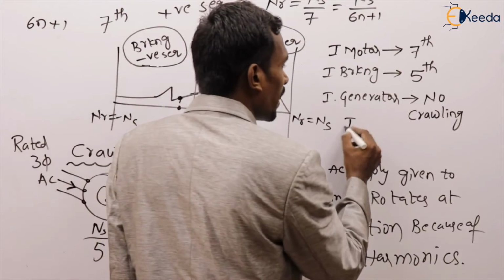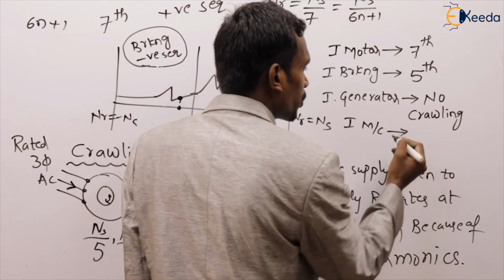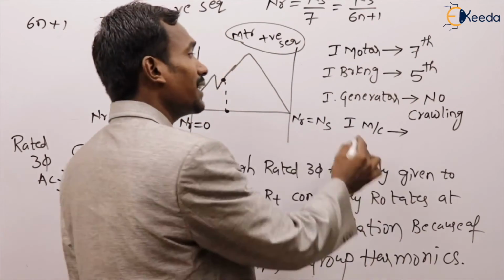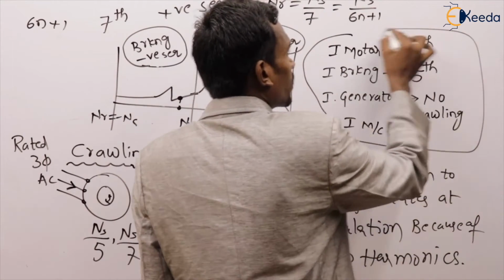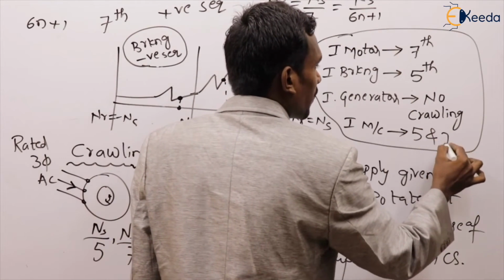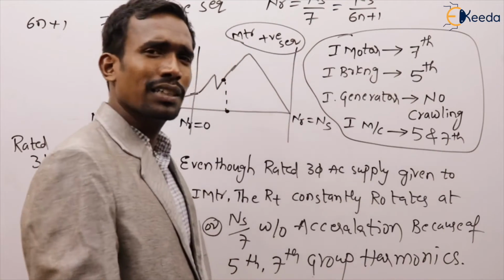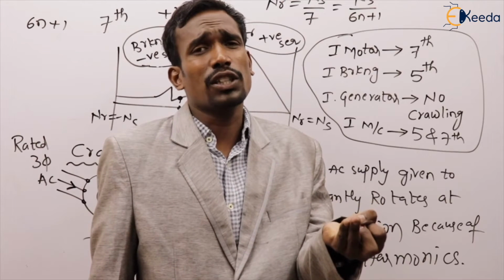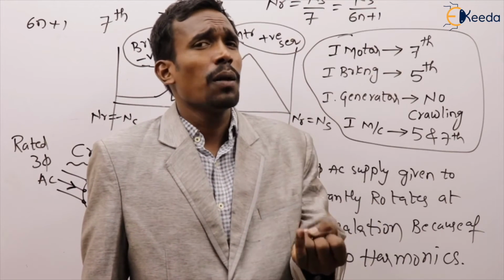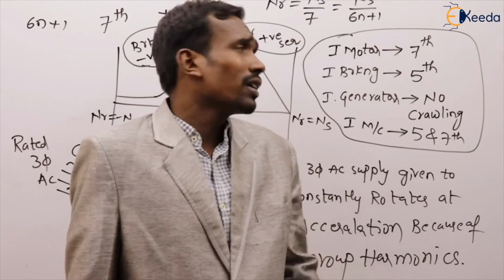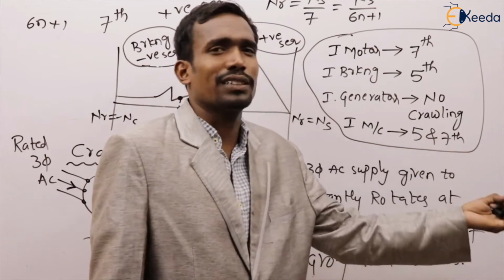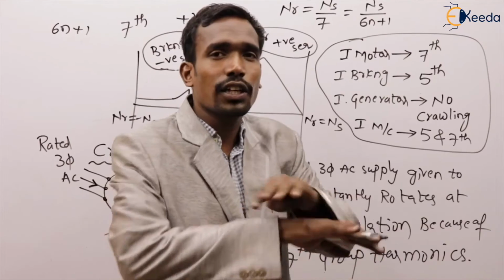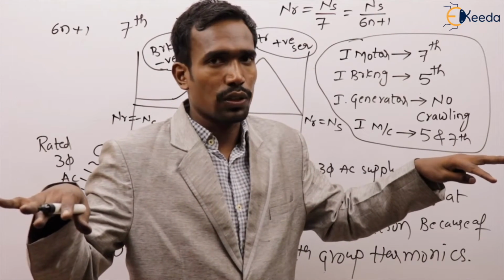Now, in an induction machine, crawling is due to 5th and 7th harmonics. In the induction motor, 7th; in induction braking, 5th; in the induction generator, no crawling. Because an induction machine is nothing but motor or braking, both. An induction machine works in how many modes? Braking mode, motoring mode, as well as generating mode. That's why 5th and 7th.